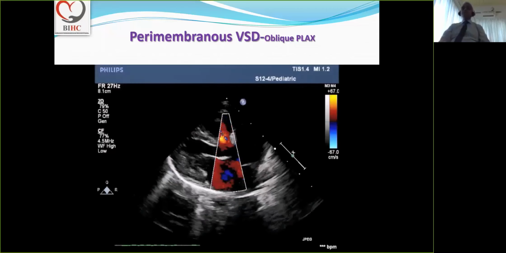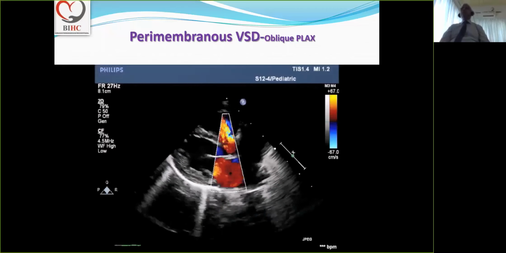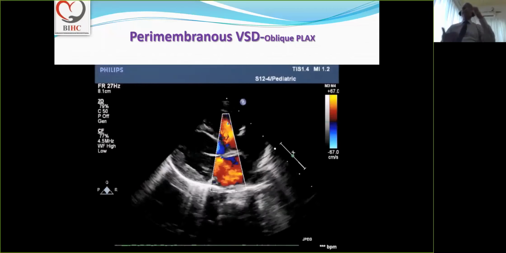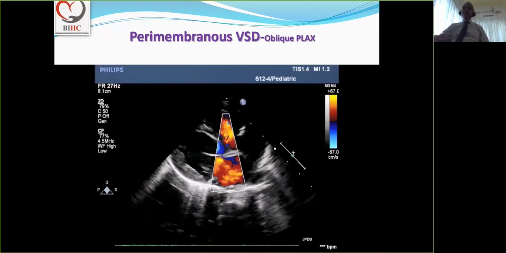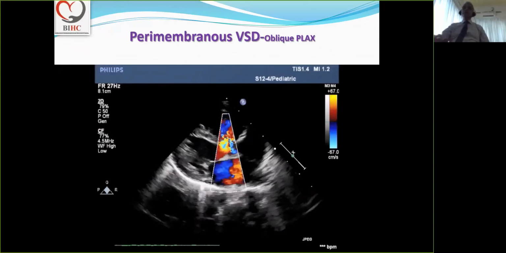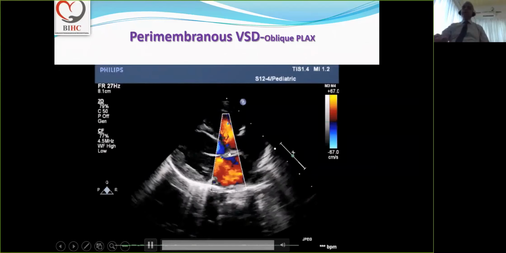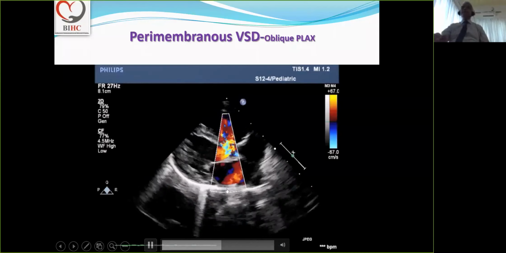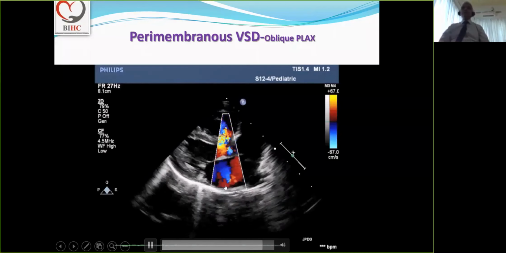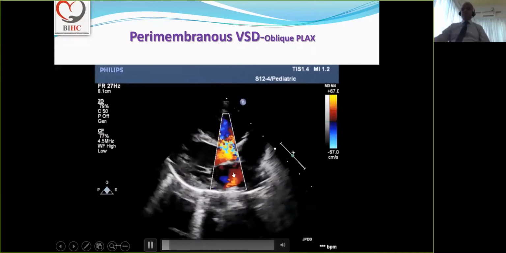Now, this is a perimembranous VSD. Remember, a perimembranous VSD is a subaortic one. Here you can just see the beginning of the aorta, and the defect is below that. You see the flow from the LV to the RV. This LV is dilated. This LA is dilated. Actually, the pulmonary venous return that is coming into the LA, this flow is rather brisk.